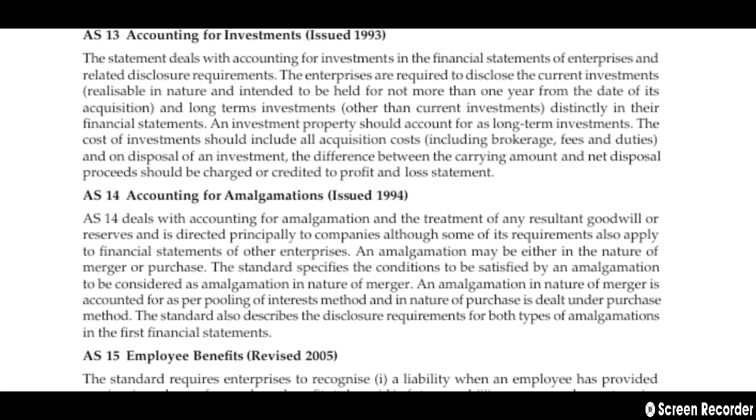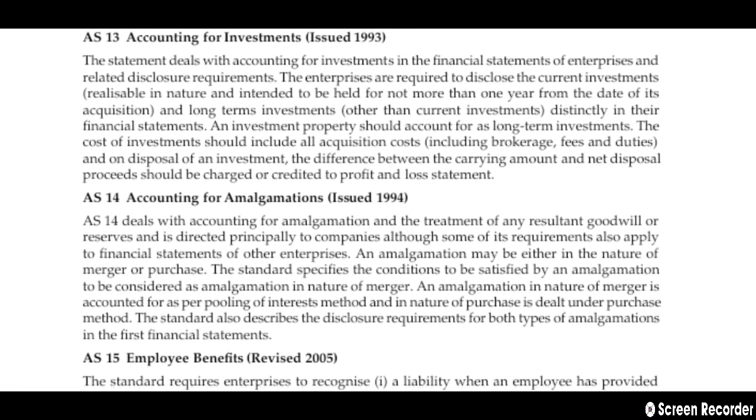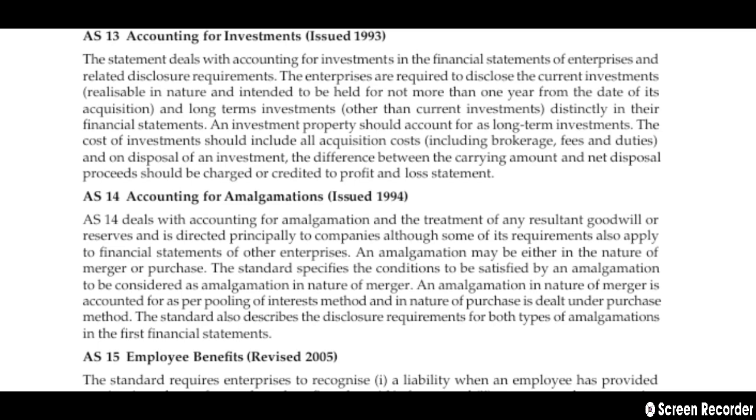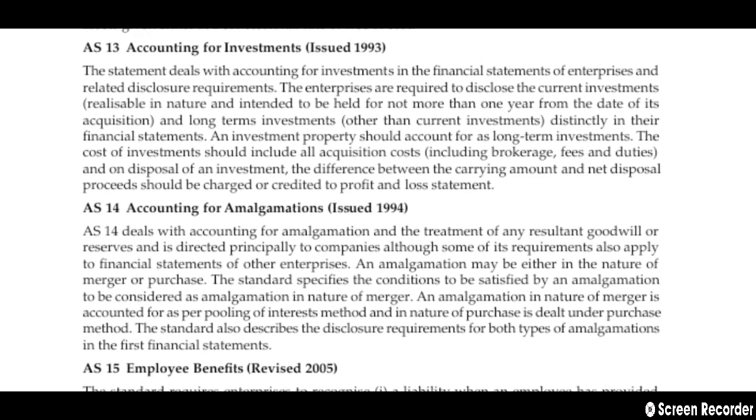Next is accounting for investments, issued in 1993. This deals with the accounting of investments in the financial statements of enterprises, and with disclosure requirements. Enterprises are required to disclose current investments and long-term investments distinctly in their financial statements. An investment property should be accounted for as a long-term investment.